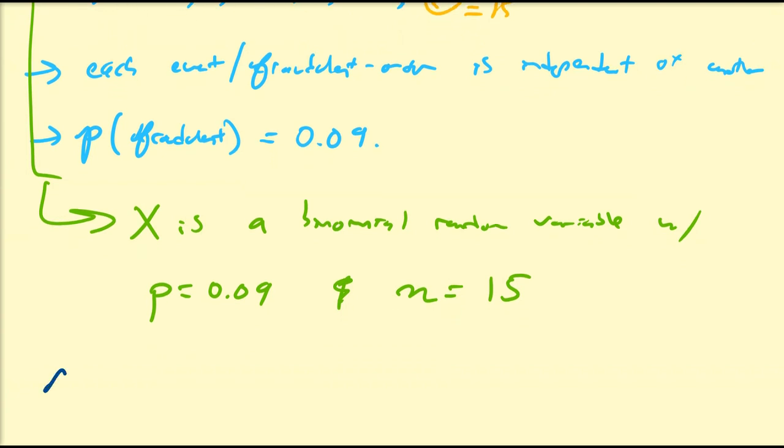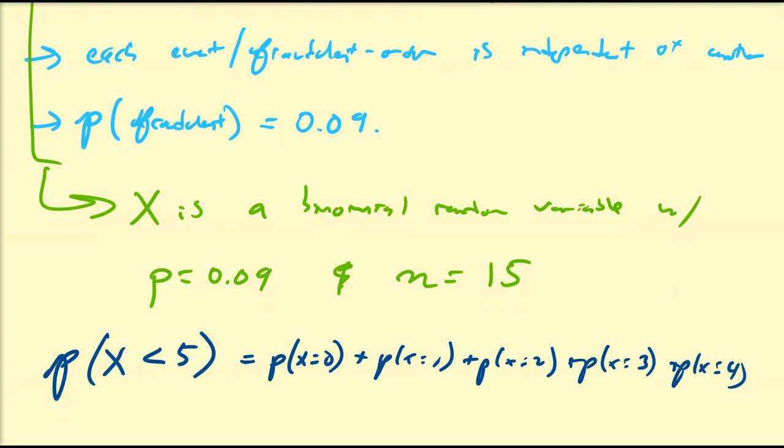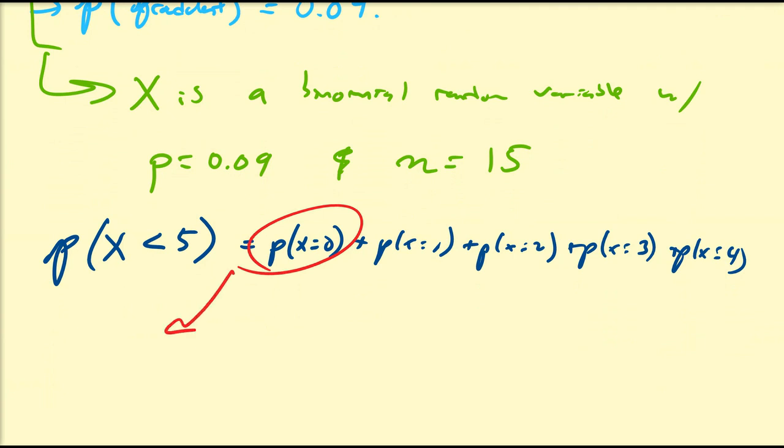And we want the probability that less than 5 orders are fraudulent. So the probability that x is less than 5 is going to start at 0, so the probability that x is equal to 0 plus the probability that x is equal to 1 plus x equals 2 plus x equals 3 plus x equals 4. So let's focus on this term briefly. What is the probability that 0 orders in your 15 are fraudulent? That's going to be equal to 15 choose 0, times 1 minus the probability of fraudulency, so 1 minus 0.09.